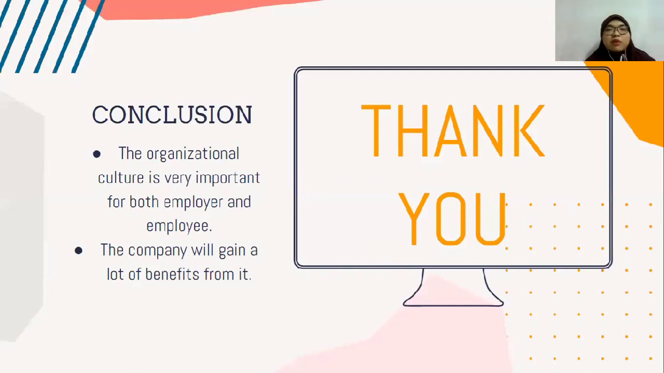So the conclusion is, I would like to say that organization culture is very important for both employer and employee. As employees, they will give benefits to the company. Also, the employer can more easily handle their job, and also handle their lower-ranking employees' jobs, as you know they are the ones who need to make sure that everything is okay and so forth. So of course the company and the employee will get a lot of benefits for themselves.